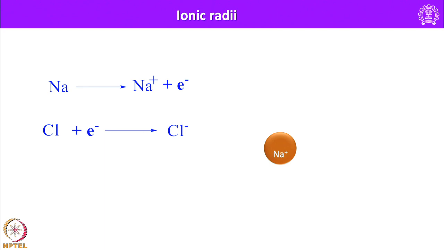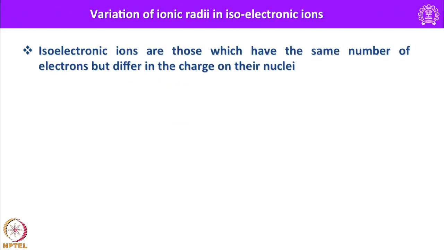I have shown in this cartoon here Na plus, which interacts with the much larger chloride ion to form NaCl. The internuclear distance is shown here, and this internuclear distance gives you the total sum of the ionic radii of the sodium ion as well as the chloride ion. Another term I am going to introduce is isoelectronic species.